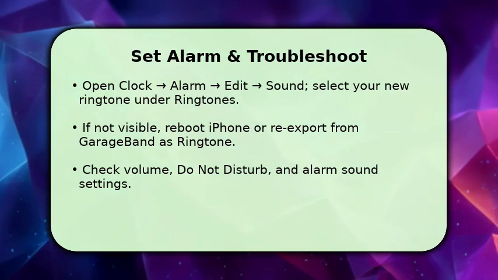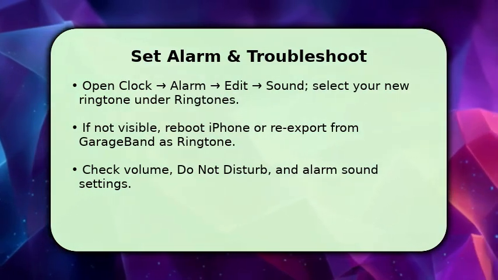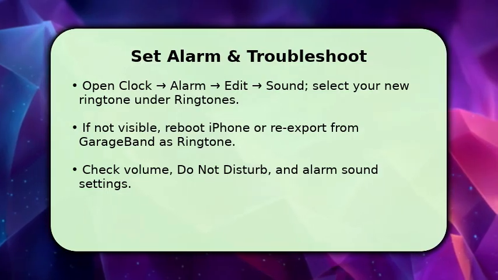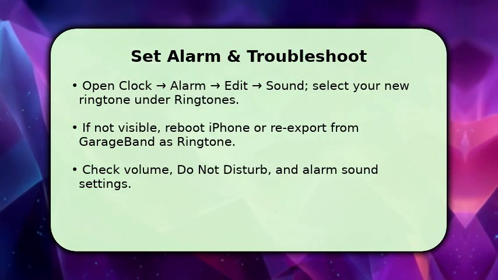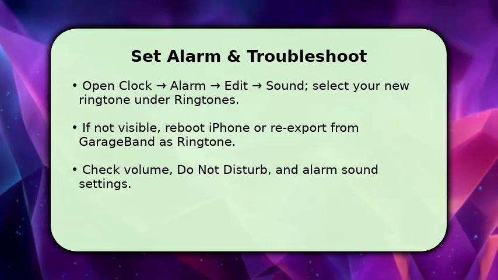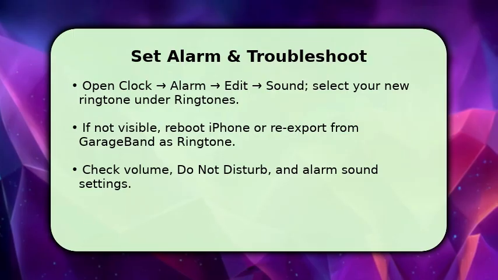Finally, assign the new sound to your alarm and verify it works. Open Clock, tap Alarm, edit or create an alarm, then choose Sound and pick the ringtone you exported. Make sure the alarm volume is up and Do Not Disturb or bedtime modes aren't silencing alarms.